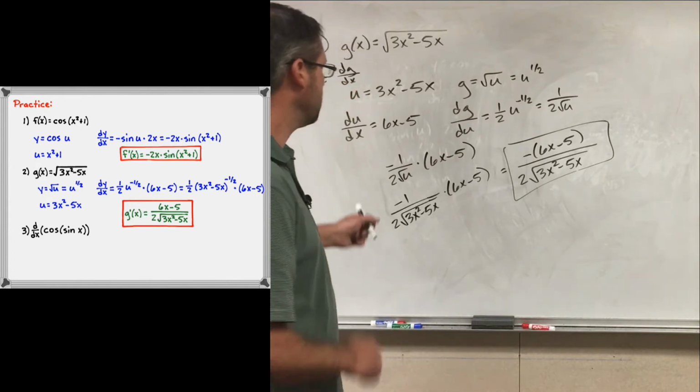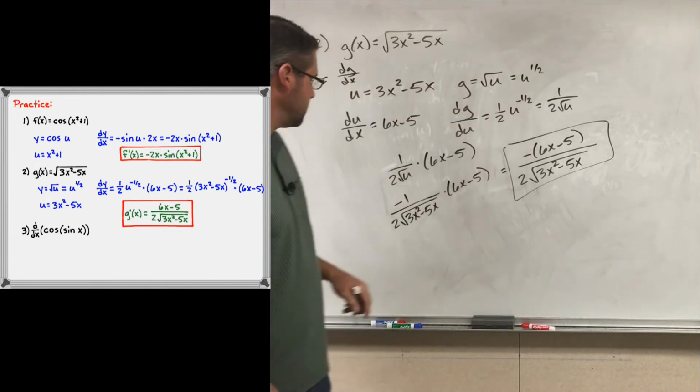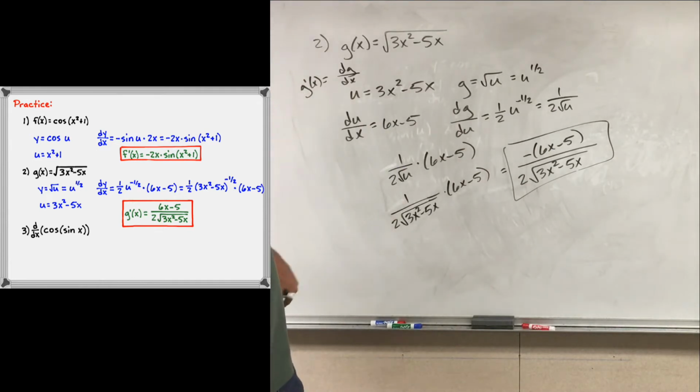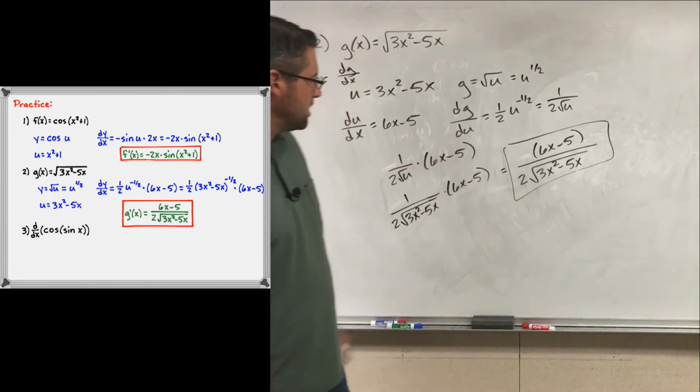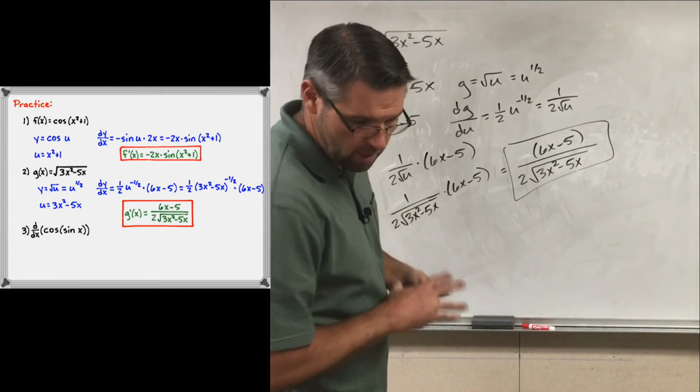Oh, right here. I don't know why I put this negative here. dg du should be positive. So that negative doesn't need to even be there. That's fine. And so that is exactly what I got on there. So we're good. All right.